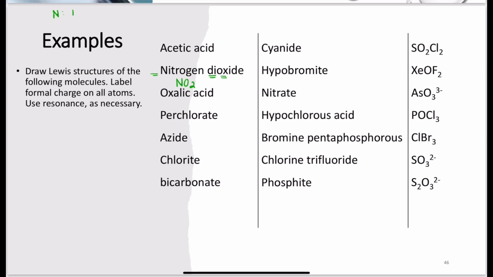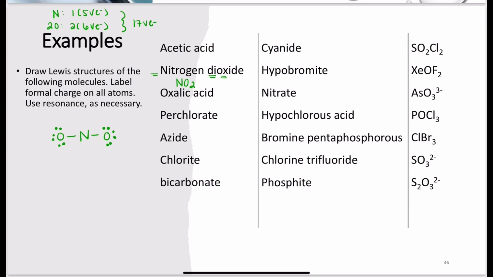Nitrogen. 1 nitrogen has 5 valence electrons. 2 oxygen. Each one has 6 valence electrons. Overall, this gives me 17 valence electrons. Now, nitrogen is listed first, and it's less electronegative, so it goes to the center, and it's connected to our 2 oxygens. We're going to give our oxygens their octet, because they are our outer atoms.